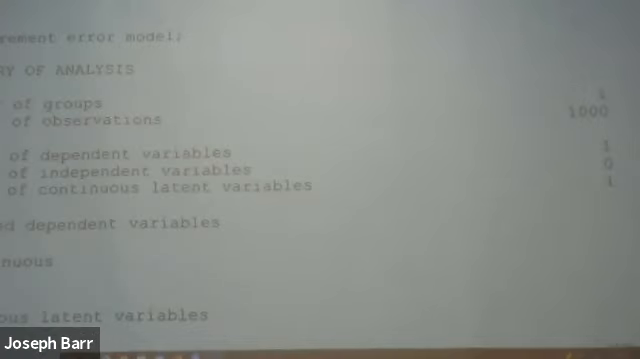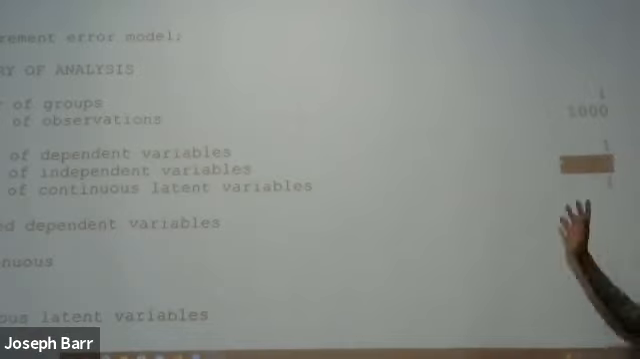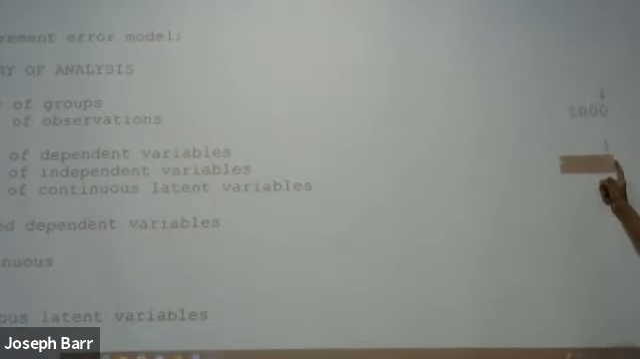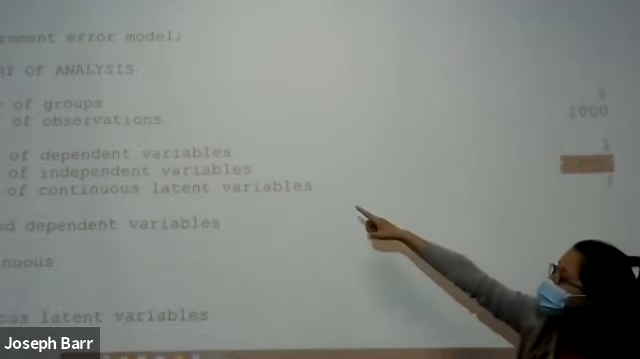Summary of the analysis: number of groups, one group; number of observations, 1,000, because we just generated 1,000 random values of Y. Number of dependent variables, 1. Number of independent variables, 0. In our case, we only have one observed Y. We don't have an independent variable because we are not going to run regression, just one dependent variable.